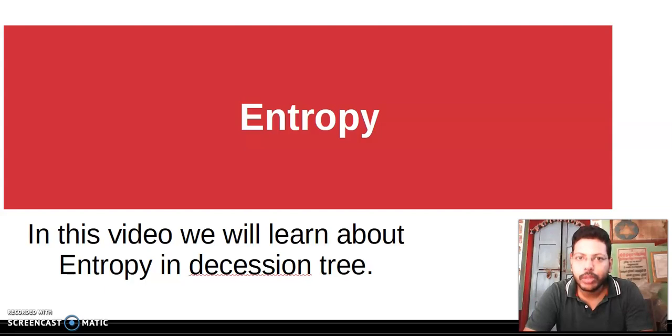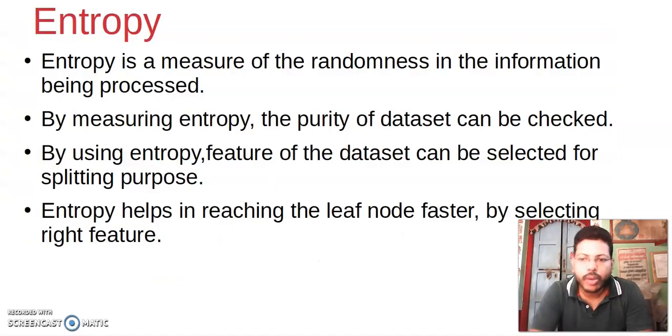Today in this video we will be learning about entropy, which is used in decision tree in machine learning. So entropy is a measure of the randomness in the information being processed. It means it will check how pure the data set is. That's why I have written that by measuring entropy the purity of the data set can be checked.